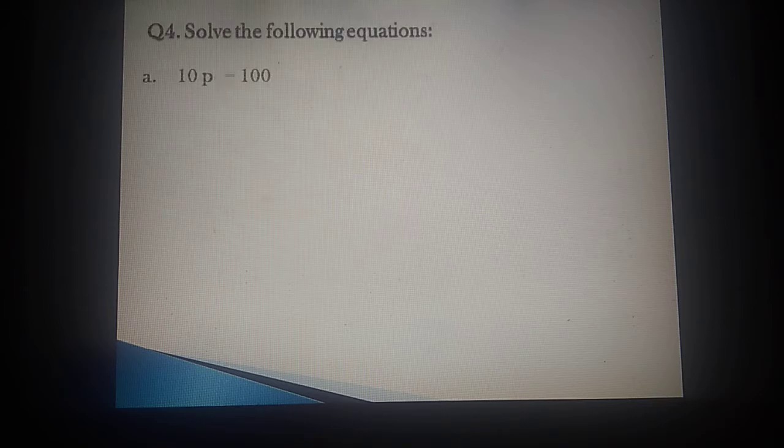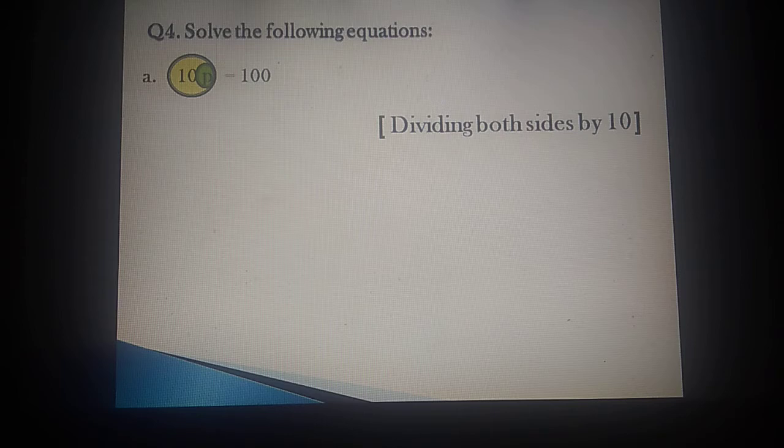Next. Question number 4. Again you are supposed to solve the equation. It's 10p equals 100. Again first the variable and then the coefficient. Here we can see we are multiplying 10 to p. Opposite will be divide both sides by 10. Now divide first 10p by 10. This is LHS. Same you will do in the RHS.